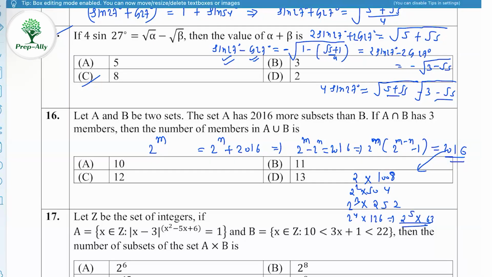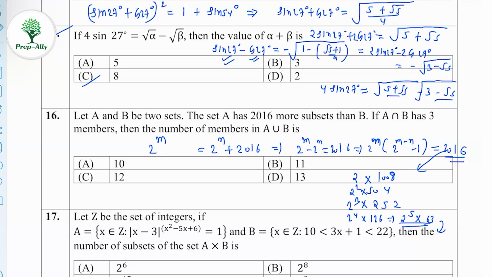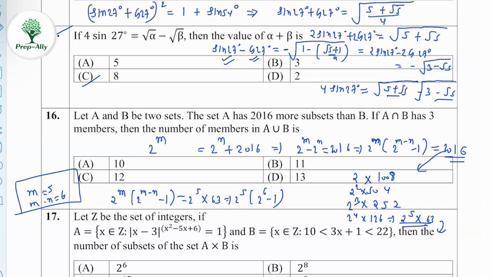So see, it is 2 power n into (2 power m minus n minus 1), which is equal to 2 power 5 into 63, which can be written as 2 power 5 into (2 power 6 minus 1). So n is what? 5, and m minus n is what? 6. So you got m, you got n, then A union B is n(A) plus n(B) minus n(A intersection B). n(A intersection B) they already gave as 3.